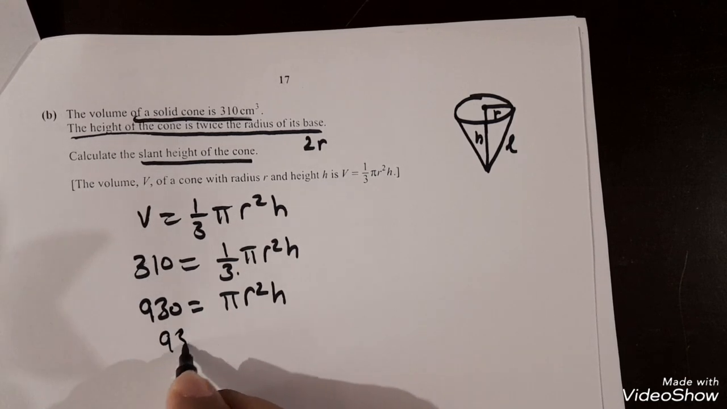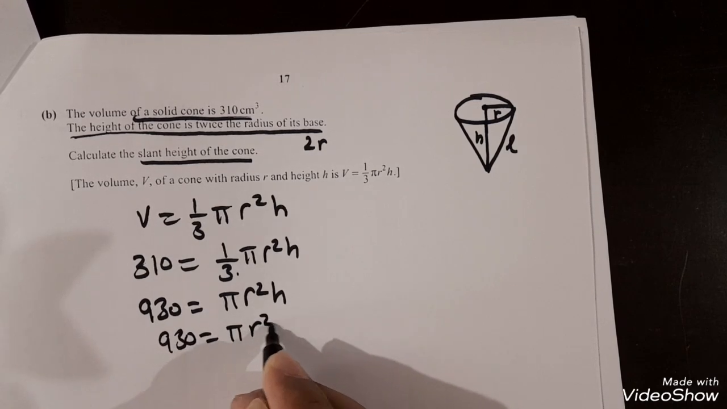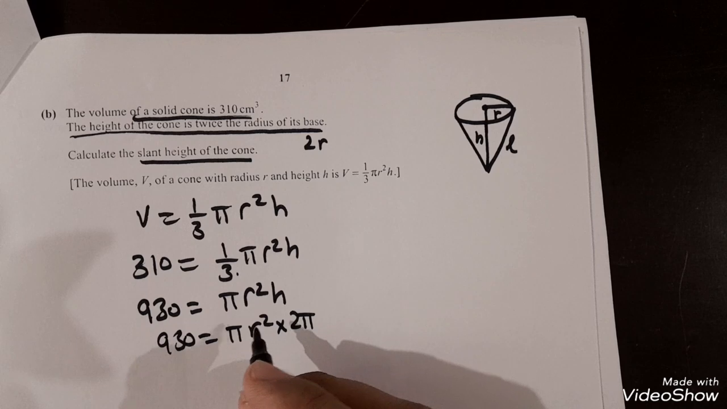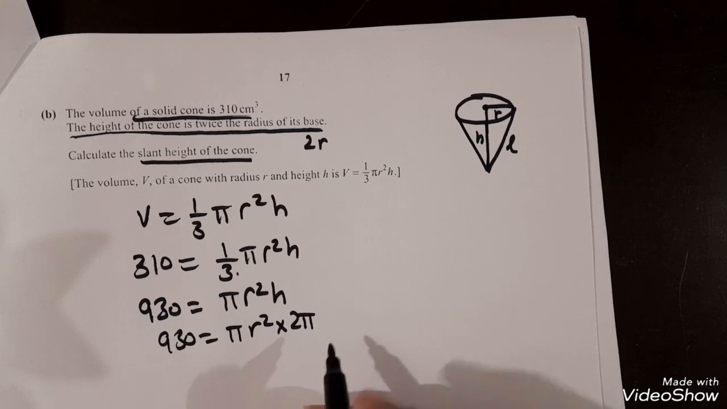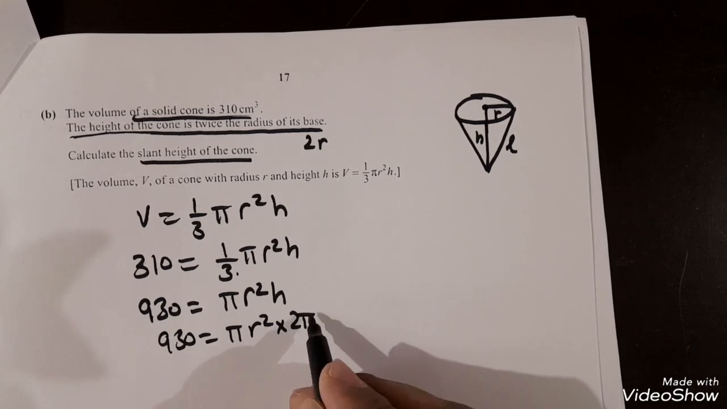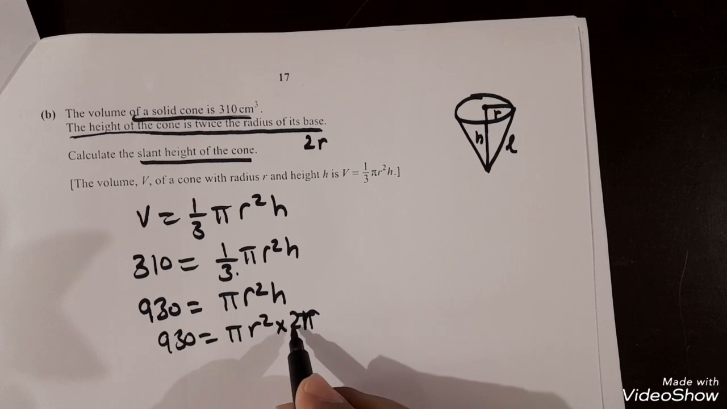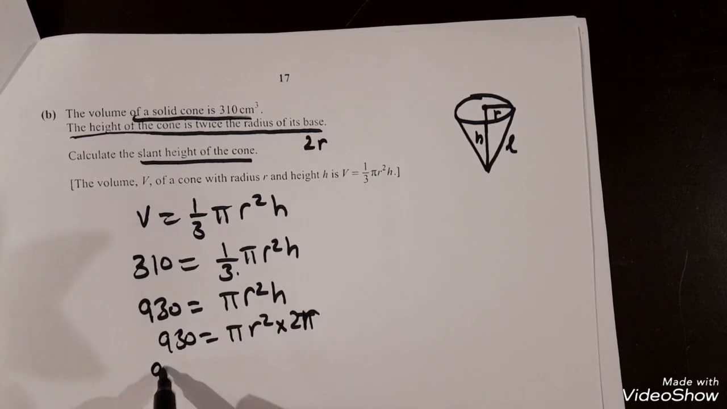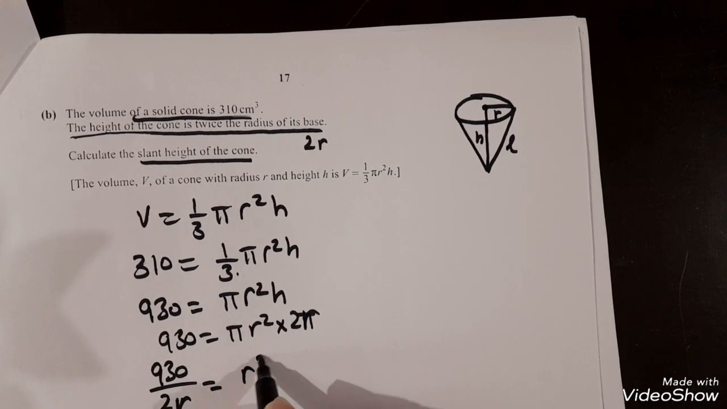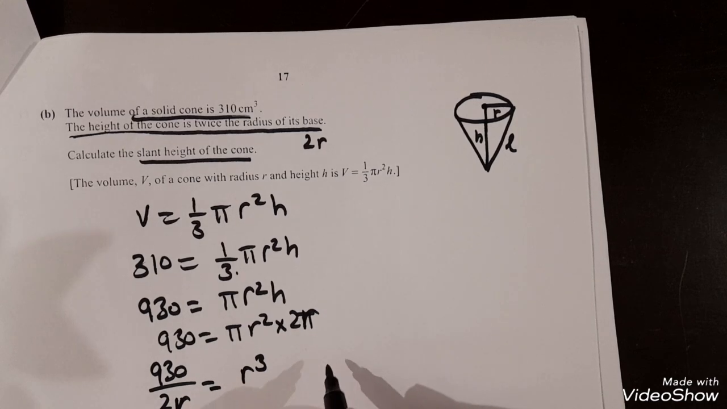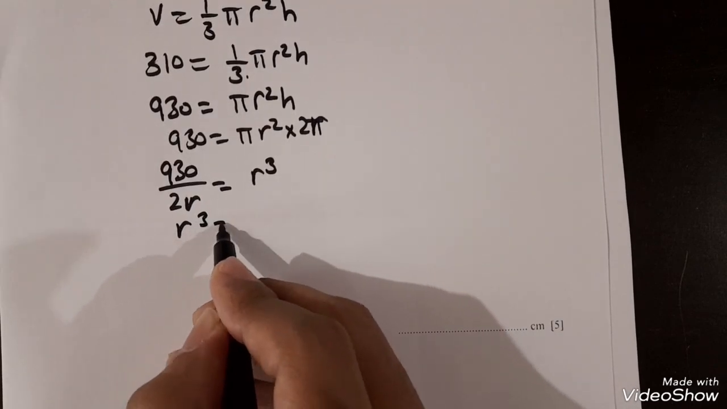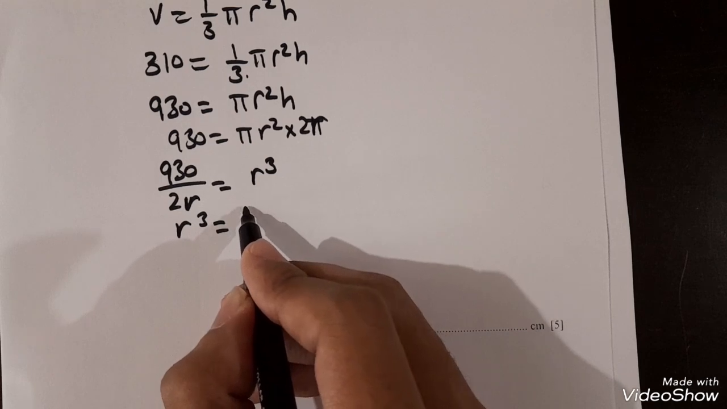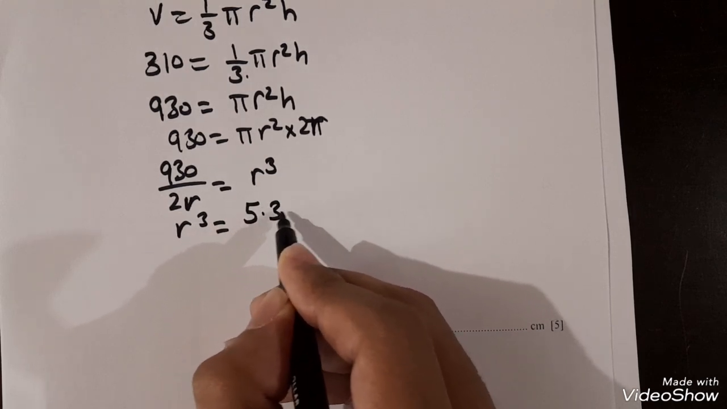Now the value of h is 2 times pi r. So we will write 930 is equal to pi r squared multiplied by 2 pi r. So we'll write 2 pi over here and write 930 divided by 2 pi is equal to r cubed. Now the value of r cubed here will be 5.3 centimeter.